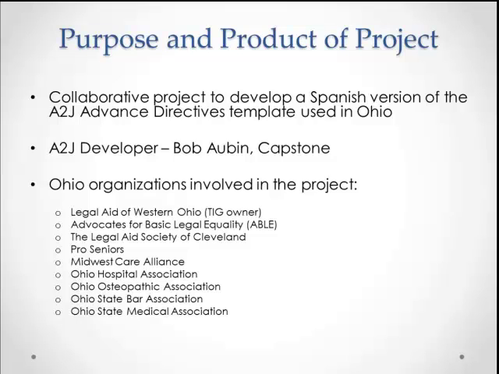If you have had the pleasure of working with Bob, he's with Capstone, and he's wonderful, very patient and very professional, a great guy. Other Ohio organizations that were involved included, of course, LAWO, the TIG owner, Advocates for Basic Legal Equality, and also a test partner, Legal Aid Society of Cleveland, which tests for usability as well. Pro Seniors is an organization in Ohio that covers all 88 counties and works with senior issues. Midwest Care Alliance is actually the Choices document owner, if you will, and they're the palliative care organization here in Ohio. Also involved were the Ohio Hospital Association, the Osteopathic Association, State Bar, and the State Medical Association.